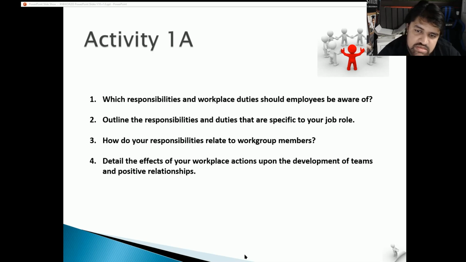Okay, so in the case of effects of your workplace actions on the development of teams and positive relationships, we're saying we always need to take positive steps to increase productivity. Okay, so we always want to be taking positive steps such as listening, helping. If we can make the process a bit faster, giving ideas so that we can produce more output and have less risk in the workplace.